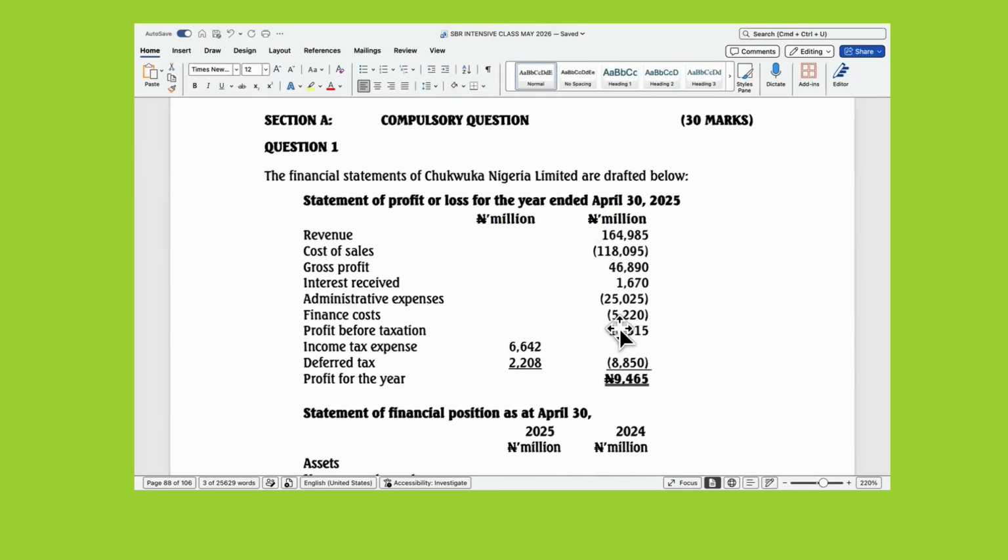So what you need to do here first is to work back to operating profit. And working back to operating profit, this finance cost of 5,220 that has been deducted, just add it back. You add back the 5,220. That's the first thing you do, so that you are back to operating profit.